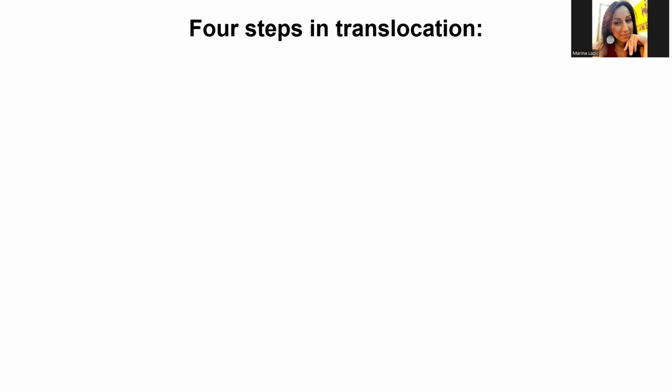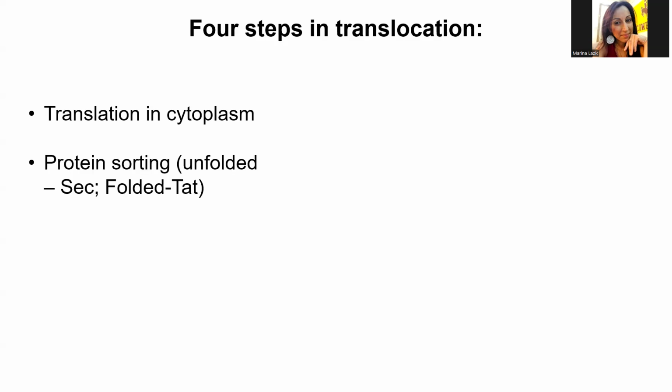So there are 4 steps in translocation. Just as a brief reminder, the first step, of course, has to be translation in the cytoplasm from ribosomes. So the protein has to be translated in the cytoplasm. The next step is to sort that protein out. What that means is if it's going to be folded, then you will sort it toward the TAT translocation system. If it's unfolded, you will sort it toward the SEC translocation system.